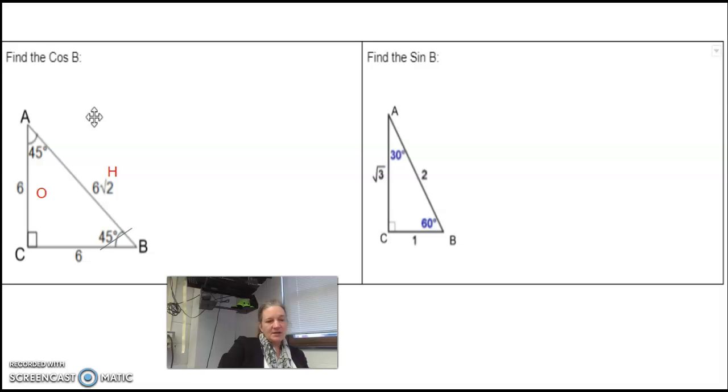I've got my opposite side. I've got my adjacent side, and I need to find the cosine. So it's going to be A over H, right? Because that's what cosine is. And with reference to B, that's going to be 6 over the square root of 2, or 0.707 if you put that into Desmos. Now you're going to do the next problem on Edpuzzle.